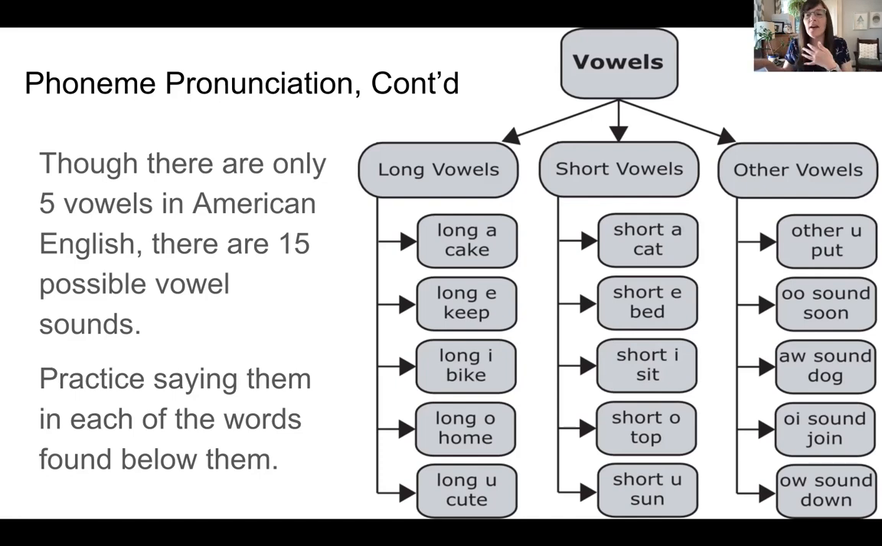And then we have that whole category of other. This includes digraphs and vowels that have combination sounds, like the other U in put is a different vowel sound, and then oo, aw, oi, and ow.